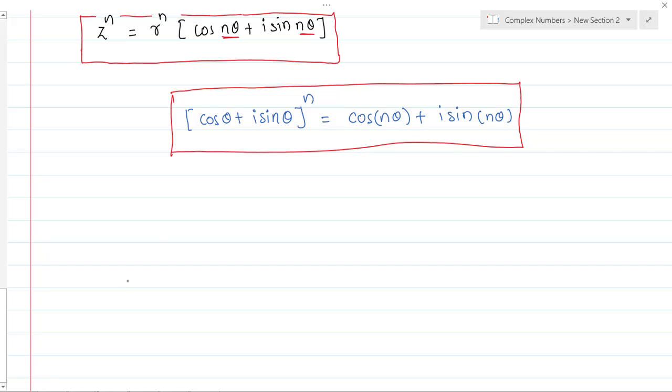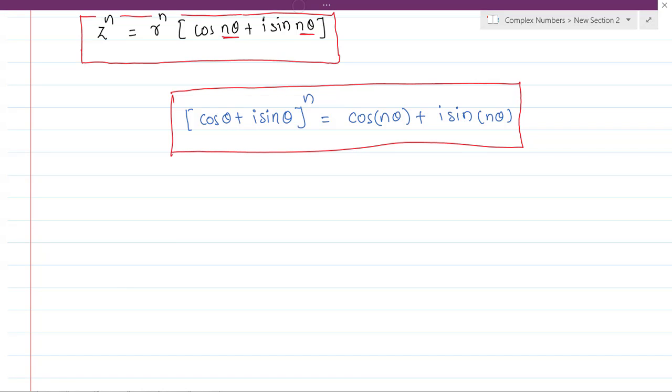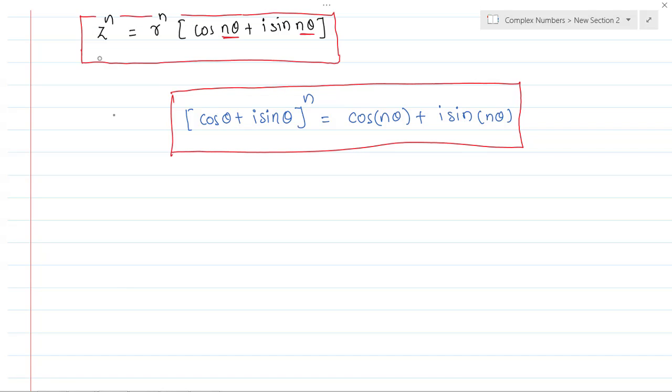Great. So in the exponential form, the same concept can be explained like this: z raised to power n is equal to r raised to power n e raised to power i n theta. Is that right?